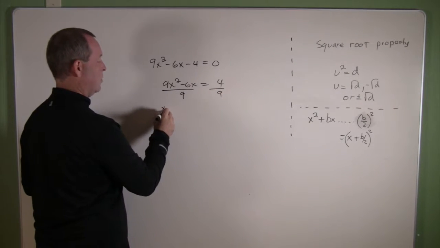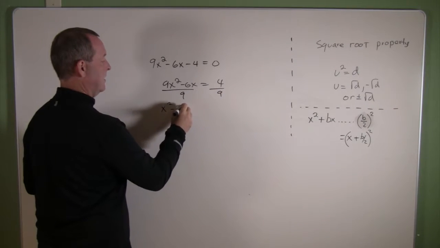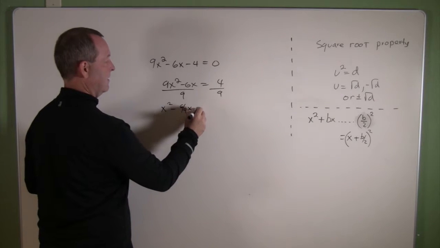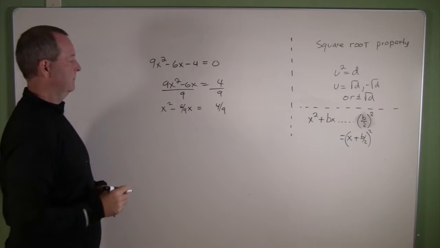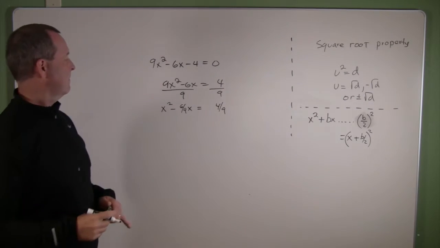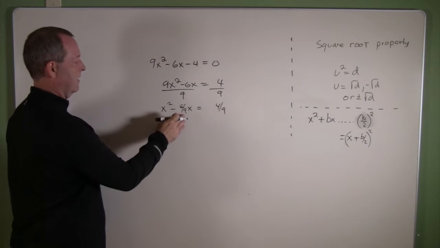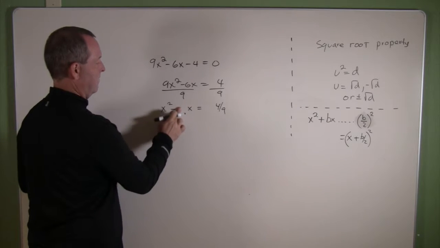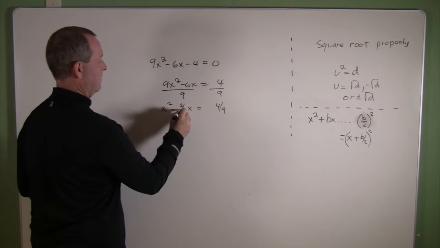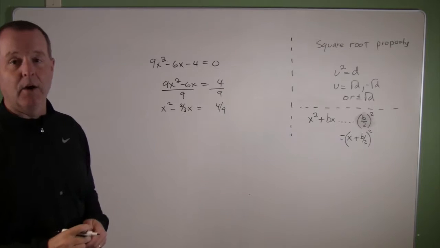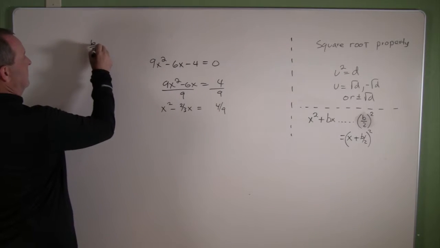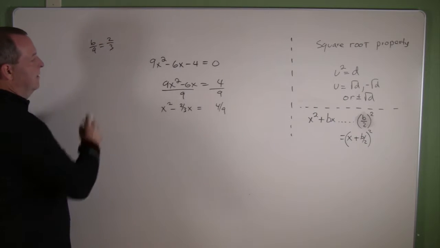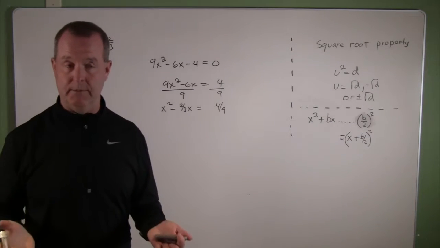So I'm left with an x squared minus 6/9 x equals 4/9. And I can go ahead and eliminate that down and make that a 2/3. I just reduced it down. 6/9 is the same thing as 2/3. And I like working with smaller numbers if possible.